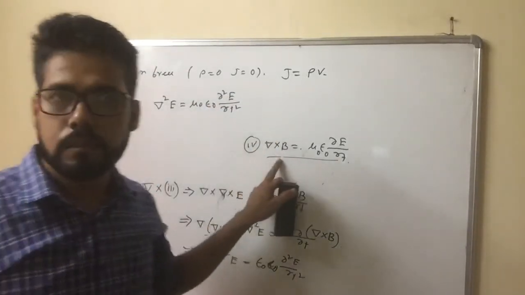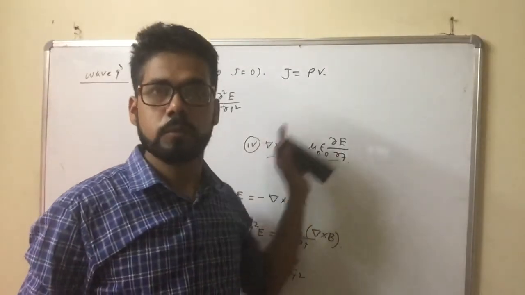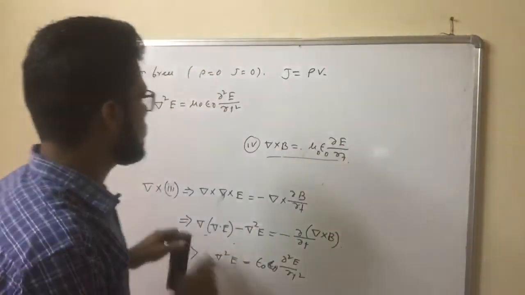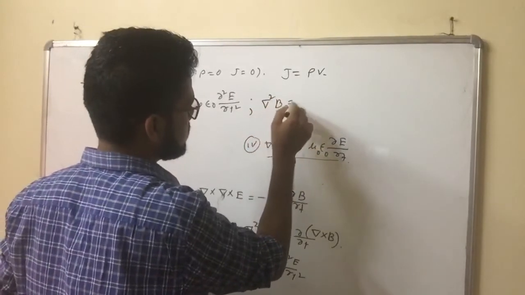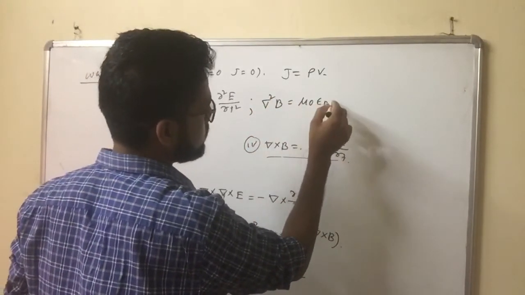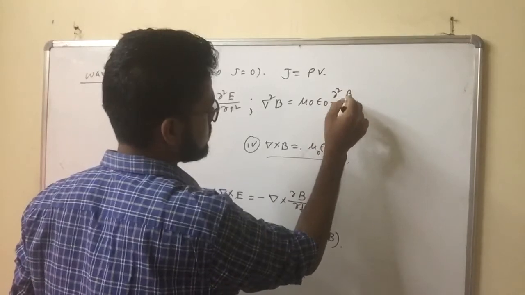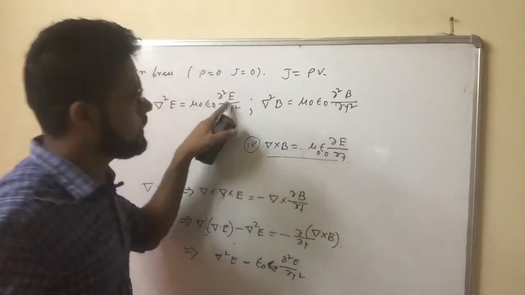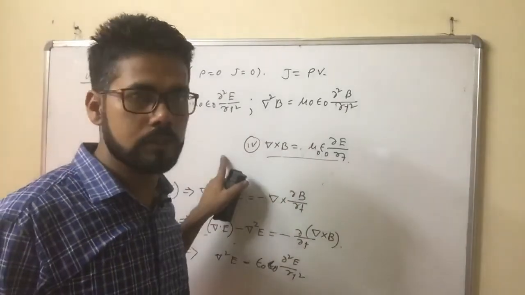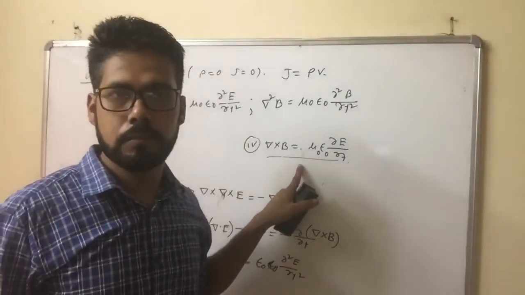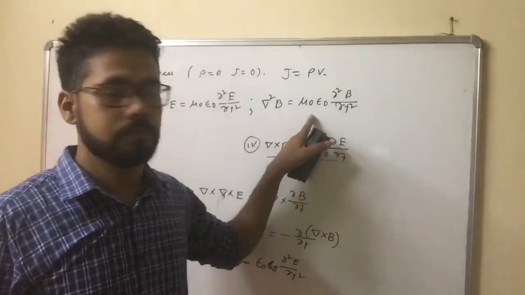If we take equation number 4 and take the curl on both sides of equation number 4, you will get another wave equation, del square B. You will get the same equation, only with the replacement of E by B. Okay, the same equation you will get. I am taking the curl of equation number 4.